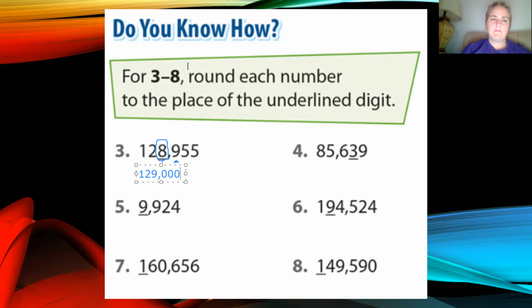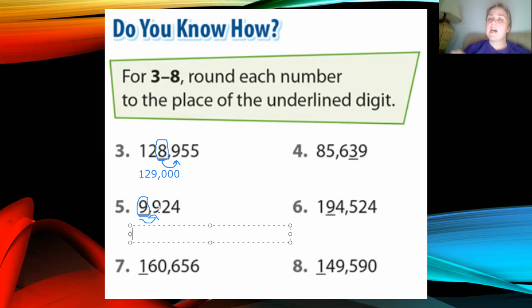Oh, hold on. I keep clicking the wrong button. Okay, so the 9 is underlined, so I'm going to circle the 9. I'm going to draw my arrow next door. So if it's 5 or more, I let it soar. So that means my new answer, this is like that one problem we did on the other page.